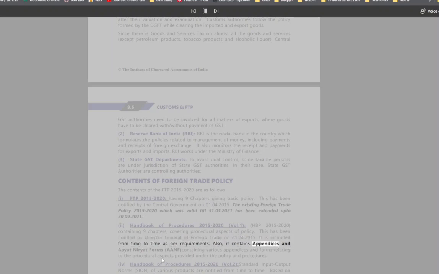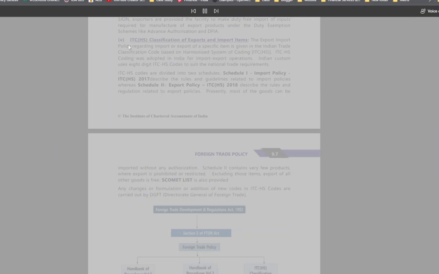Also, it contains appendices in Aayat Niryat Forms, ANF, containing various appendices and forms relating to the procedural aspects provided under the policy and procedures. 3. Handbook of Procedures 2015 to 2020, Volume 2, Standard Input-Output Norms, SION, of various products are notified from time to time. Based on SION, exporters are provided the facility to make duty-free import of inputs required for manufacture of export products under the duty exemption schemes like Advance Authorization and DFIA.